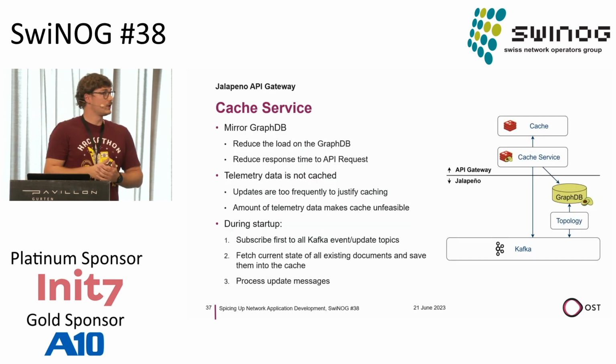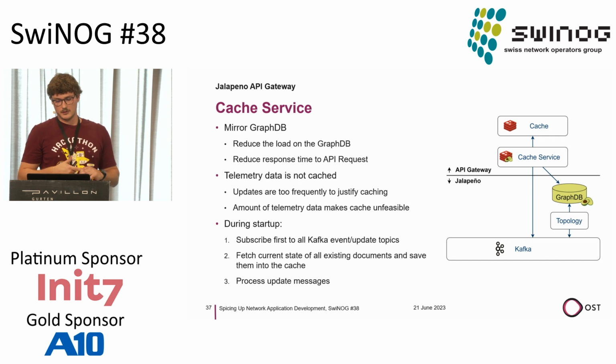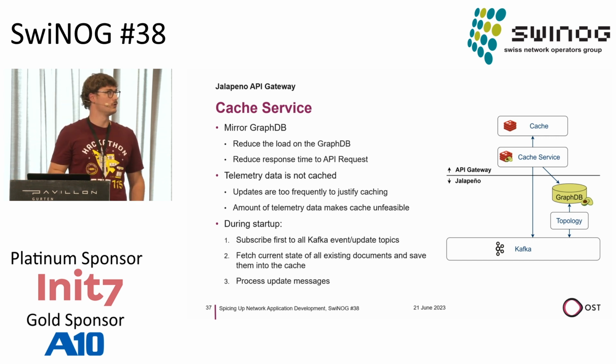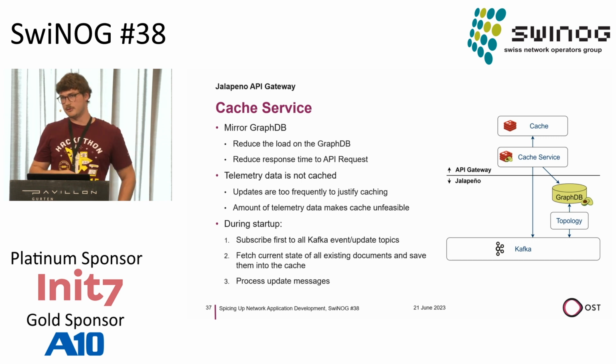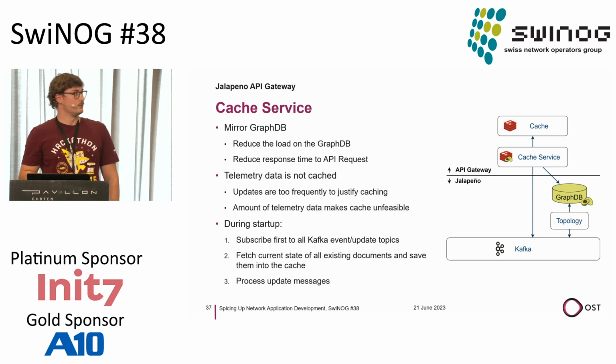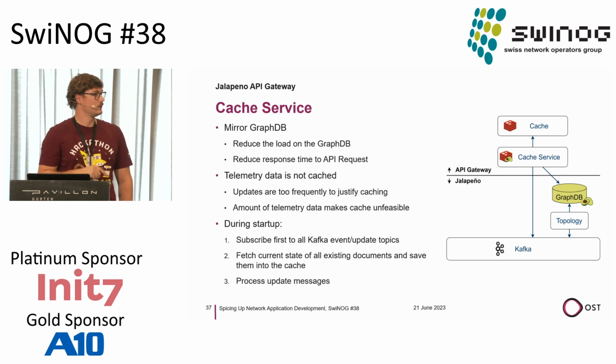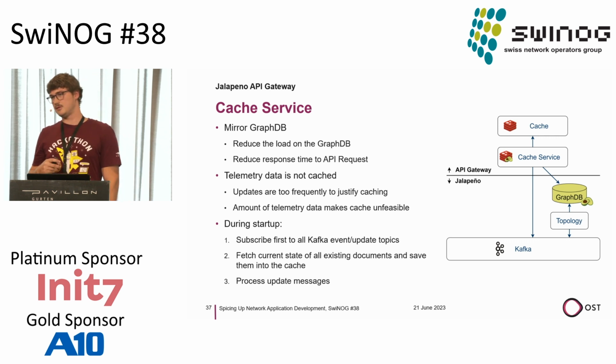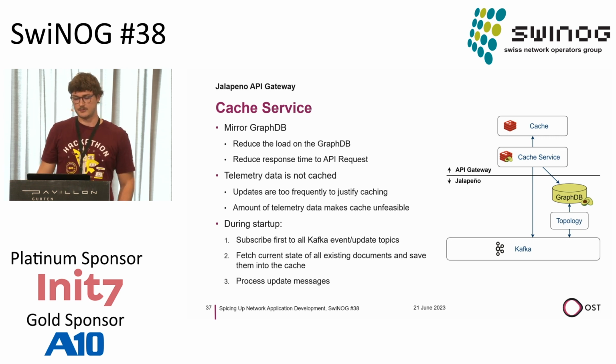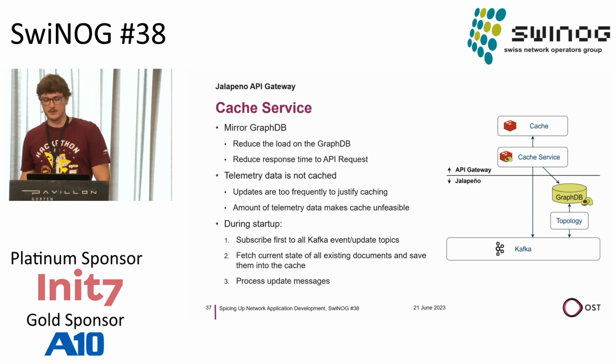Let's talk now about the cache service. So the cache service basically was introduced to reduce not only the load on the GraphDB, but also reduce the response time. And we decided to not cache telemetry because the updates happen too frequently, and also the amount of telemetry data we have makes caching in general unfeasible.